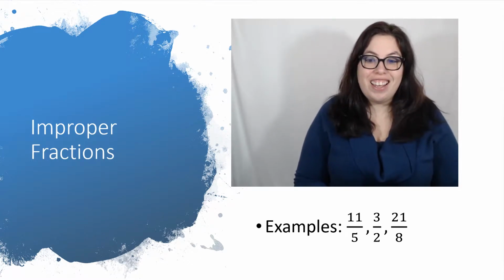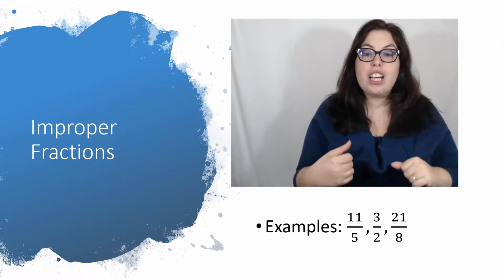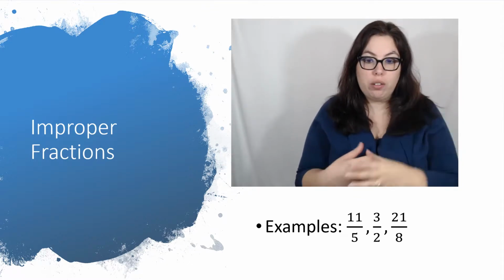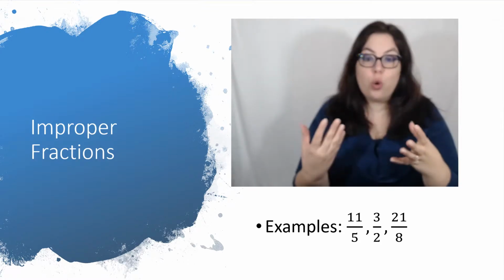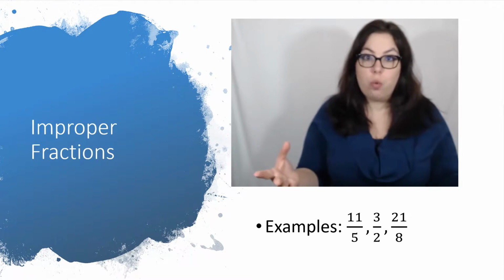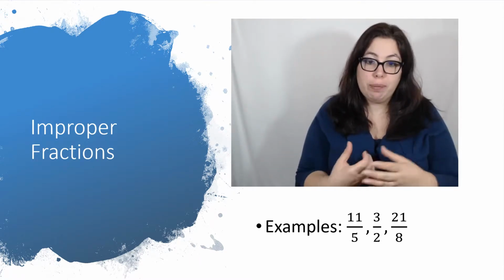11/5 is saying that I have 11 cookies. 5 cookies make a pack of cookies, 5 cookies make 1 pack of cookies, but I have 11 cookies. So it's saying that I have more than 1, and it's saying it improperly.